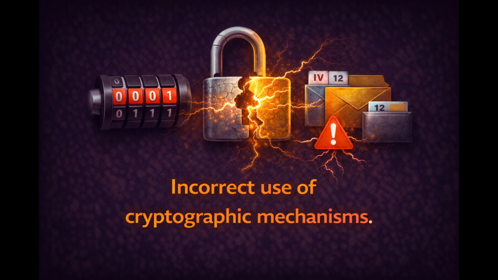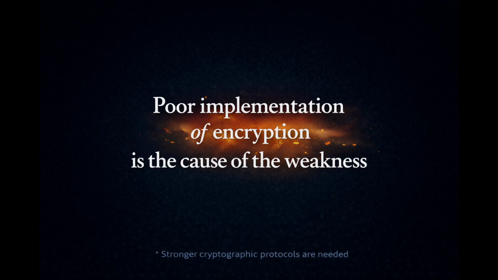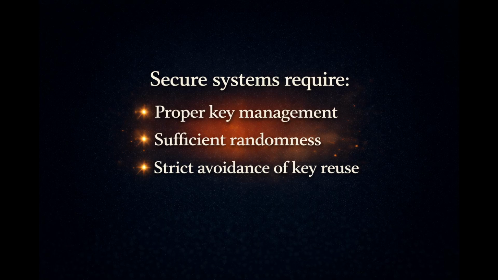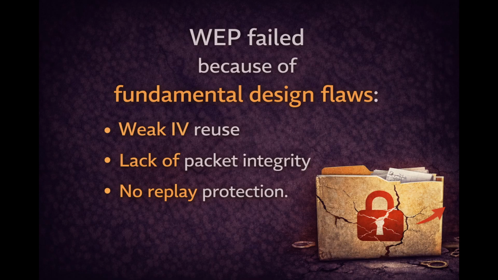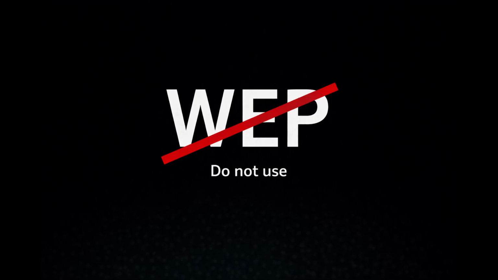WEP failed because cryptography was used incorrectly. Encryption alone does not guarantee security. Secure systems require proper key management, sufficient randomness, and strict avoidance of key reuse. WEP violates all of these principles. For this reason, WEP is fundamentally insecure and should never be used to protect wireless networks.